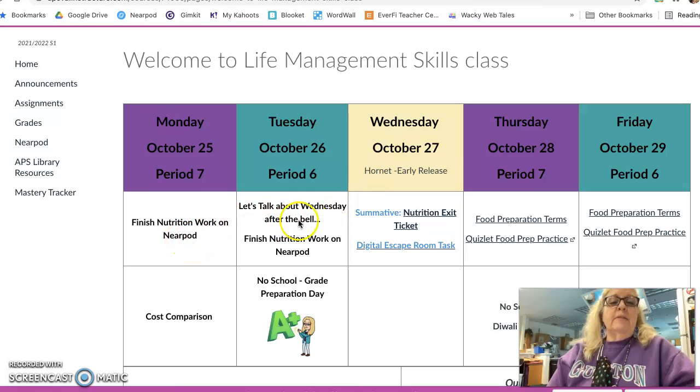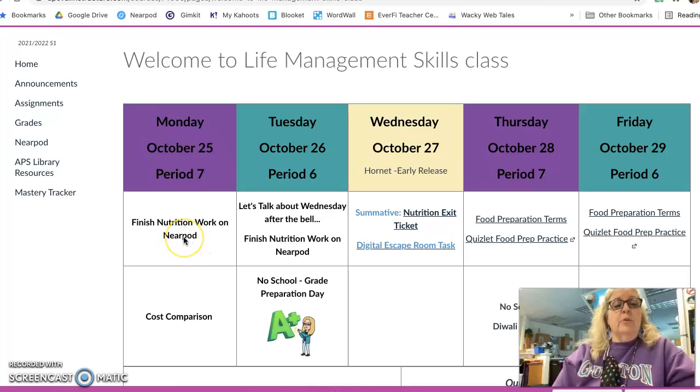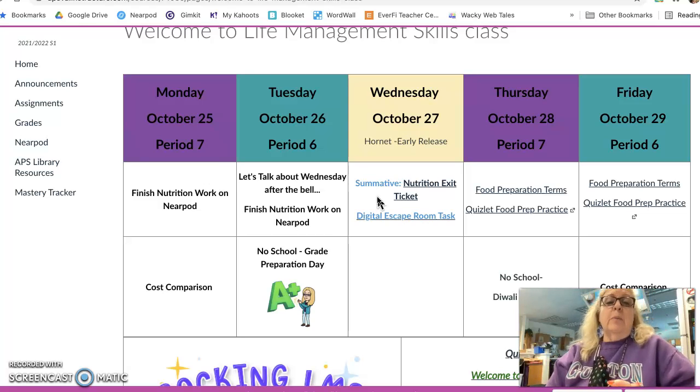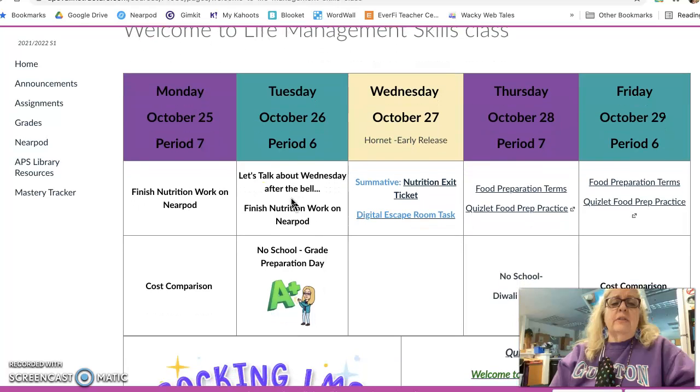When they come here, it'll either have the topic as to where we're going to go, like in this case it's Nearpod, or if there is a link such as this one where it's a digital escape room and it's a task. And if there's an exit ticket, I also try to give them a heads up that this is summative, so this is a big deal, or perhaps I use the word formative to let them know it's practice, which is still very important to help us get all the information that we need for the summative grading. So in a nutshell, this is the week that we are coming up for next week.